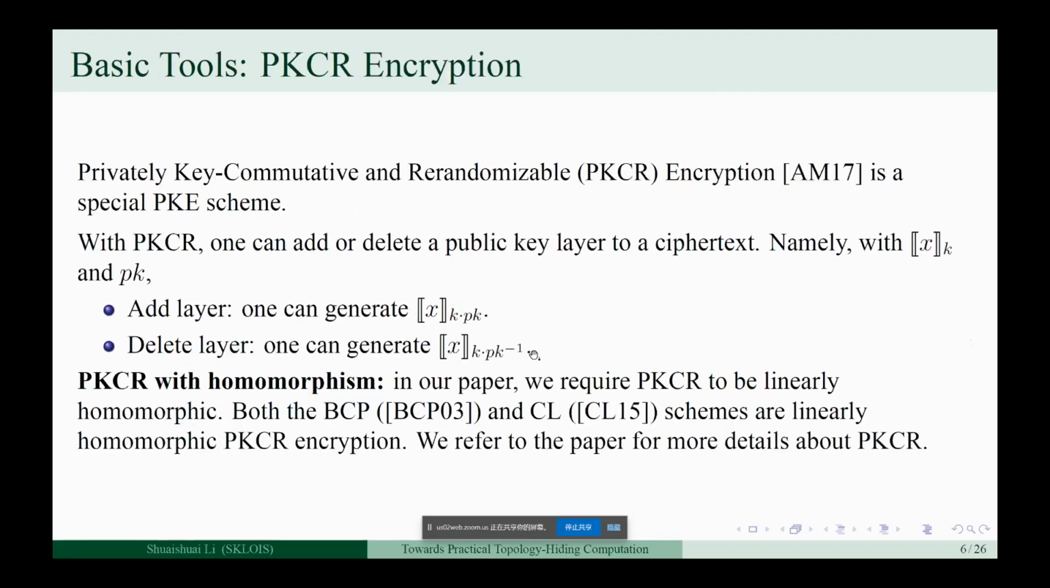A key tool in existing THC protocols is PKCR encryption. This is a special PKE scheme. With PKCR, one can add or delete a public key layer to or from a ciphertext. Namely, with pk and an encryption of x and key k, one can generate an encryption of x and key k times pk, and an encryption of x and k times the inverse of pk. In some of our protocols, we require the PKCR to be linearly homomorphic. We refer to the paper for more details.